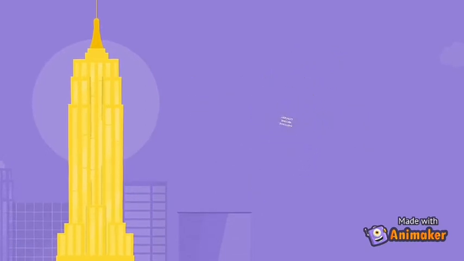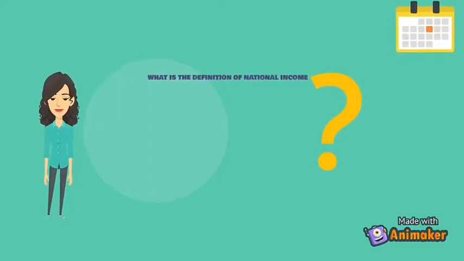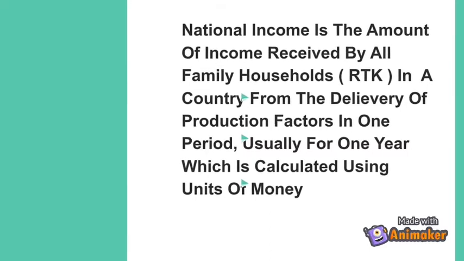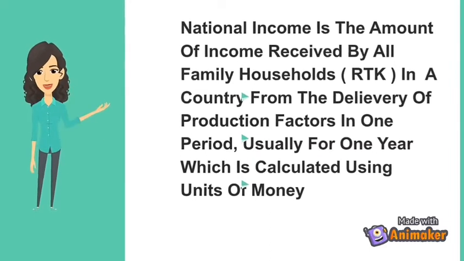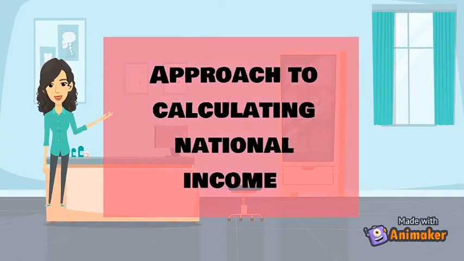What is the definition of national income? National income is the amount of income received by all family households, RDK, in a country from the delivery of production factors in one period, usually for 1 year, which is calculated using units of money. Approach to calculating national income.